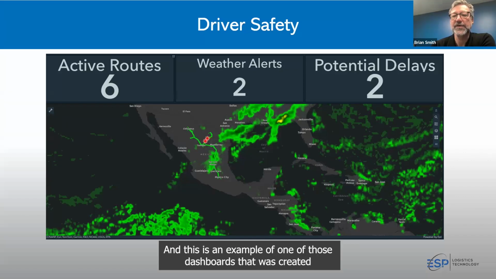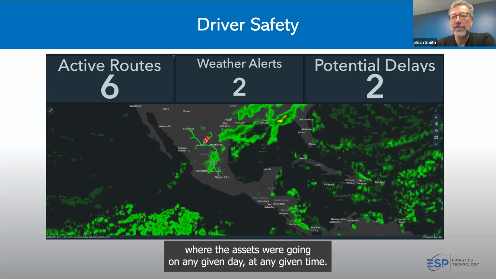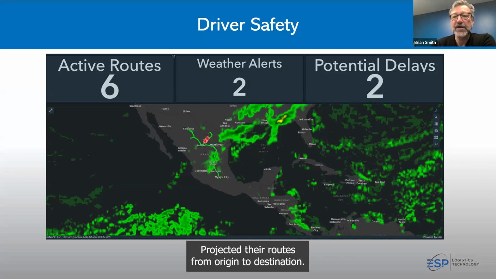And this is an example of one of those dashboards that was created for an organization in Mexico, where what we did here was we looked at where the assets were going on any given day, any given time, projected their routes from origin to destination. And as you can see, some of these routes are rather long. So these routes span over multiple types of weather systems.